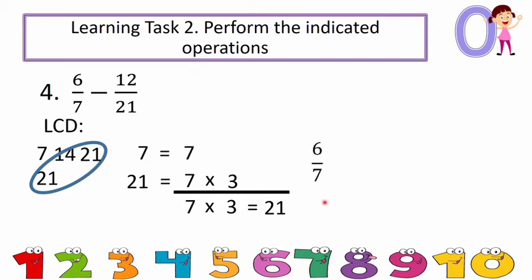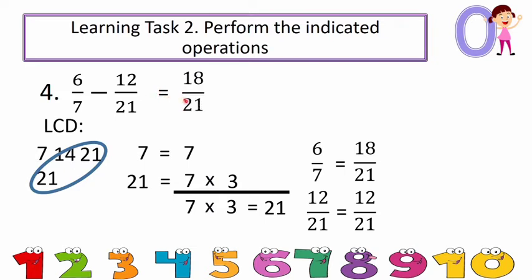So we get 6 over 7 to its equivalent, wherein the denominator is 21. So 21 divided by 7 is 3, and 3 times 6 is 18. And then for 12 over 21, we will use the same because we already have 21 as denominator. So we can now subtract: 18 over 21 minus 12 over 21.